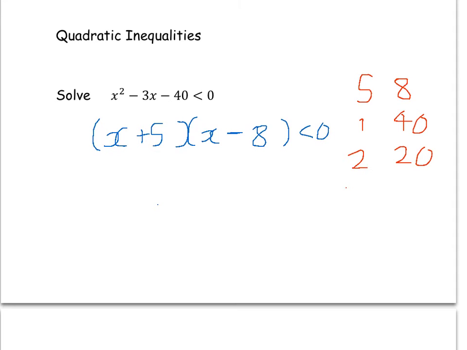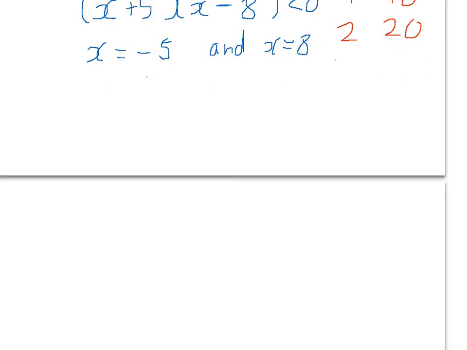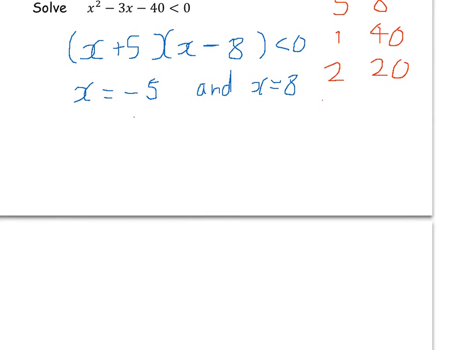So this means that our two solutions are going to be x = -5 and x = 8, because we're looking for what value makes this bracket 0, which is -5, and what value makes that bracket 0, which is 8. Now, we've not quite finished this question, because we're looking for where it's less than 0. What we need to do in this situation is draw a quick sketch for this graph.